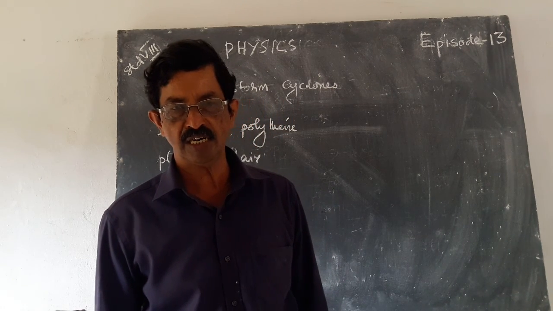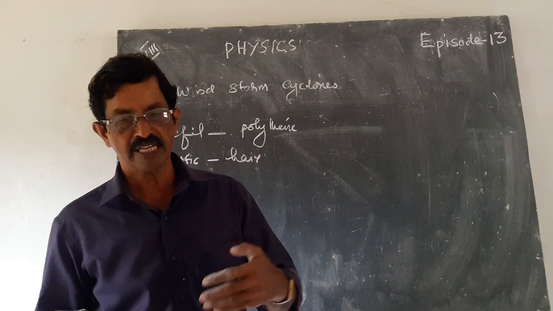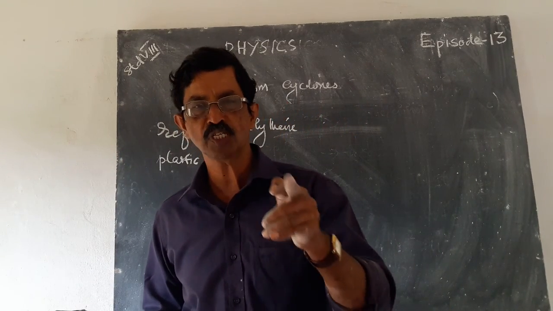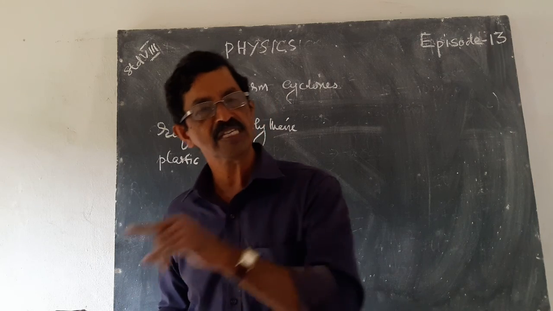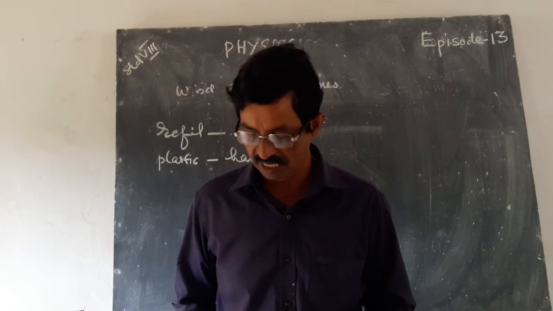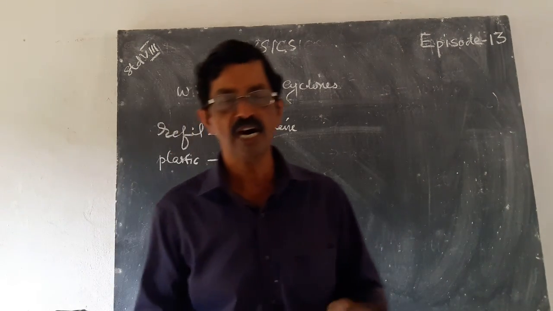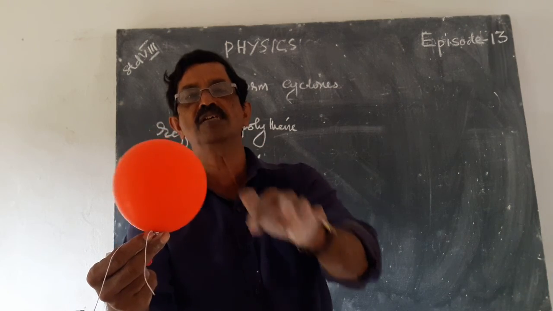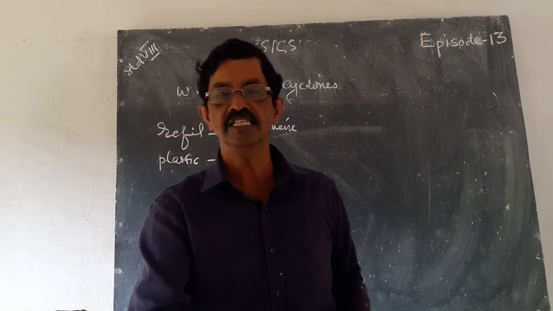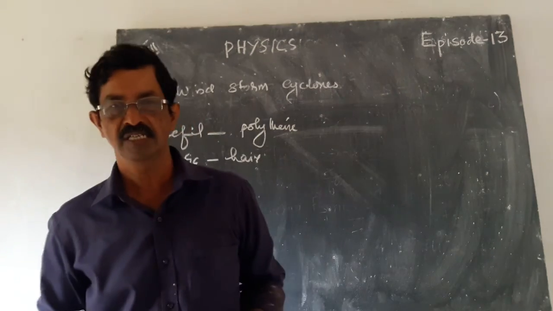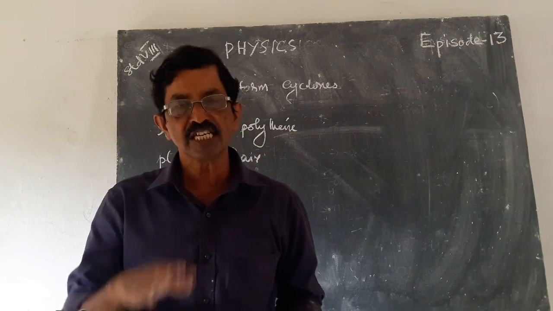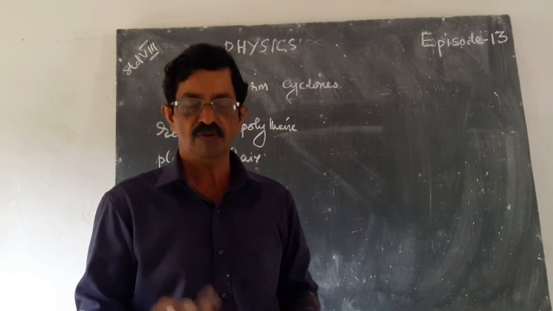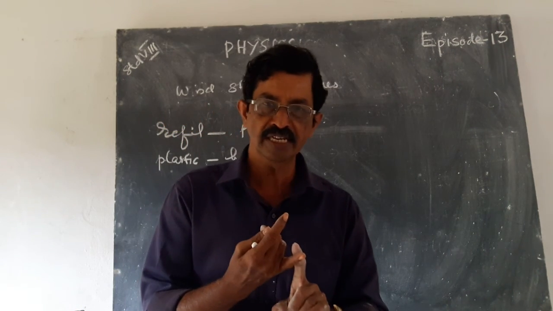What pair do we take here? A refill and a polythene. Can it attract small pieces of paper after rubbing? Yes. That means it becomes charged. Now another pair is a balloon and a polythene. If this balloon is rubbed with a polythene, can it attract small pieces of paper? Yes, it can attract. Is it charged? Yes, it becomes charged.